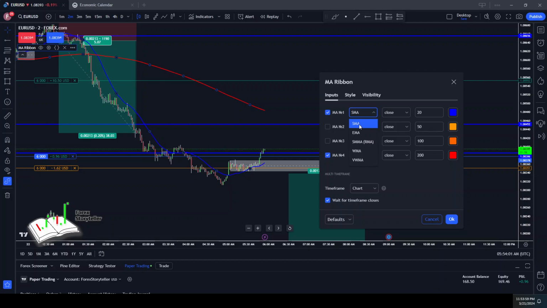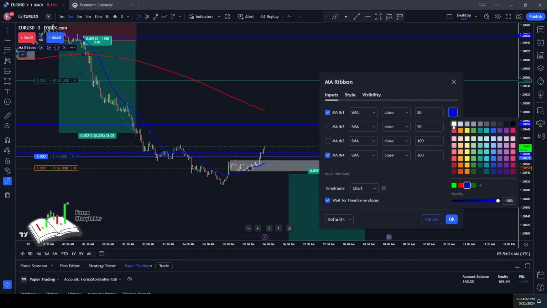No, we just want a basic simple moving average because we want to know as quick as possible when price stops moving, and we'll go over that in just a few moments because this little setup right here and this line as well will also tell us both of those things. Just leave it set to chart, wait for time frame closes, and it will stay pretty smooth. Set your colors if you like.